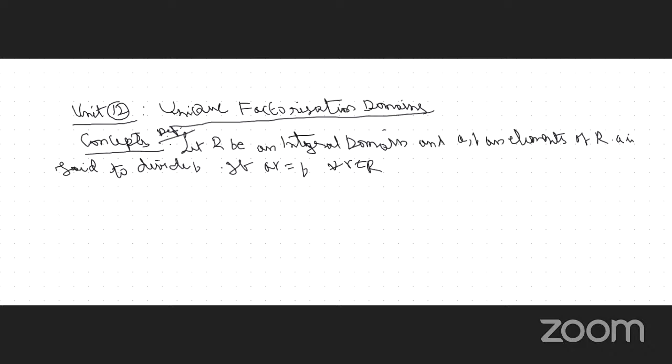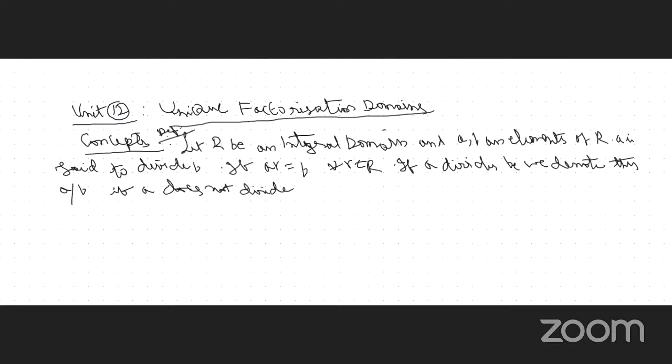If A divides B, then we denote this by A | B. If A does not divide B, then we denote this by A ∤ B.